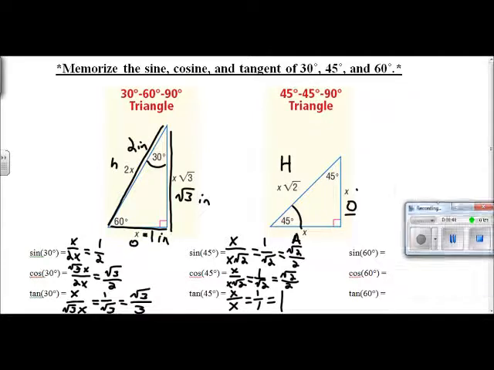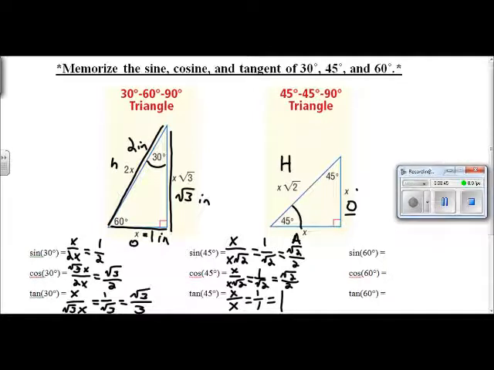Now looking at the sine of 60 degrees, we'll look at this piece over here. Again, that's the opposite, which is now this piece. Adjacent is here, and the hypotenuse does not change. So we'd say it's the opposite over the hypotenuse. So we would reduce that to root 3 over 2.